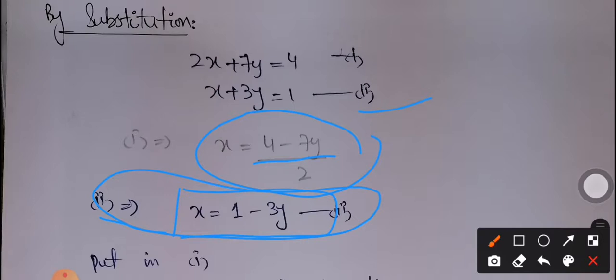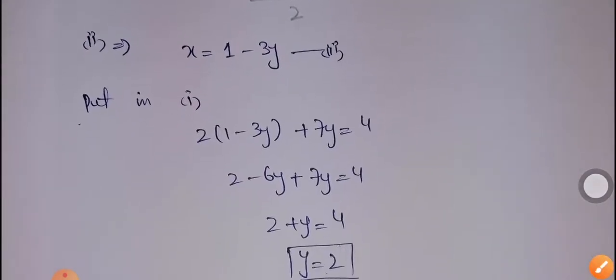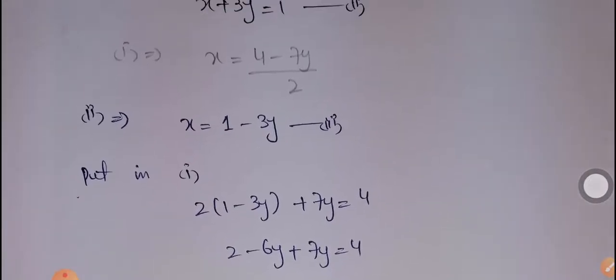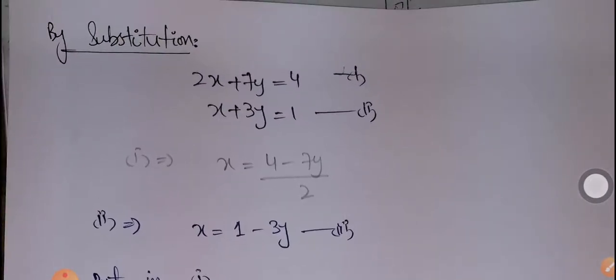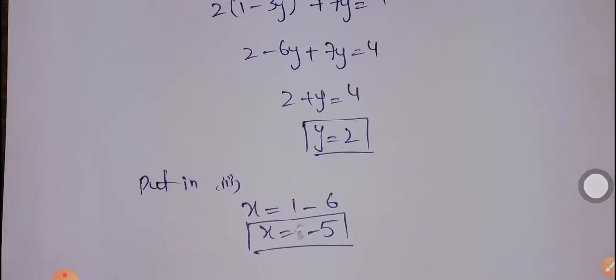So here you can see that x is equal to 1 minus 3y. I have chosen equation 2 to evaluate x because the coefficient of x is 1 in this equation. Inserting this value of x in equation number 1, I get y is equal to 2, and then inserting this value in equation 1, 2 or 3, any one of the equations, I get the value of x to be minus 5.